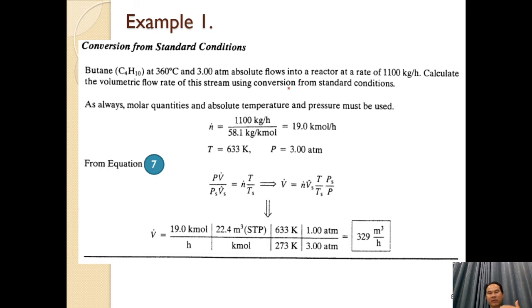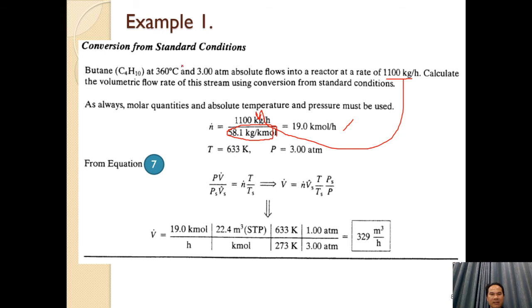The first step, you have to calculate the molecular flow rate. You know the mass flow rate, and then you change the mass rate to the molecular flow rate. For this case, you calculate by dividing the mass rate by the molecular weight of butane. The molecular weight of butane is 58.1 kilogram per kilomole. And then you can calculate the molecular flow rate, N dot, as 19 kilomole per hour.